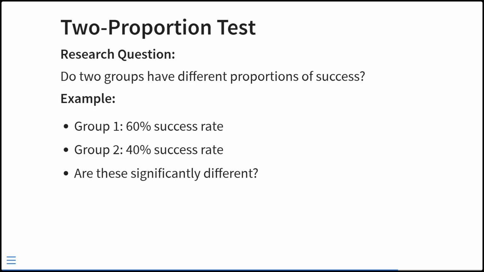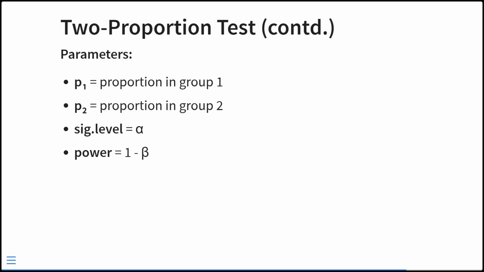So the two groups have different proportions of success. Group 1 is a 60% success rate, group 2 is a 40% success rate. Are these significantly different? The proportion in group 1 is P1, the proportion in group 2 is P2. The significance level is usually alpha and power is 1 minus beta. These are the parameters you provide when you want to get your sample size.